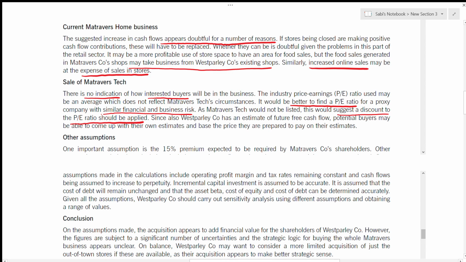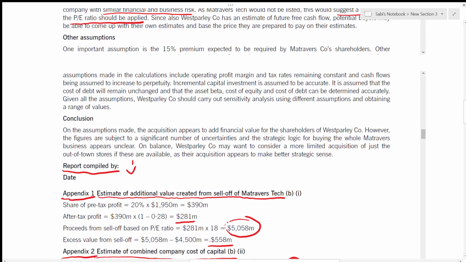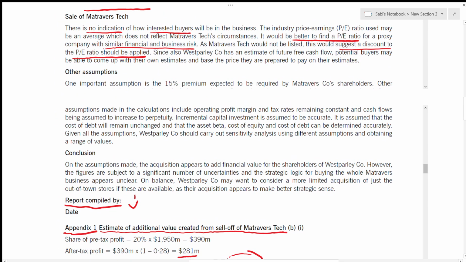Since also Westpac has an estimate of future free cash flow, potential buyers may be able to come up with their own estimates and base the price they are prepared to pay on their estimates. Other assumptions. So what are the other assumptions?